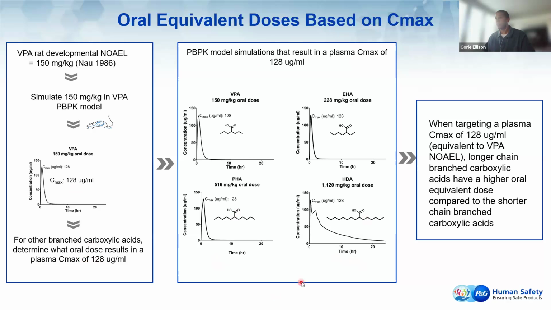So if we move to the middle of the slide, this shows what external dose was needed, in the heading here, in order to result in an internal exposure of 128 micrograms per milliliter in plasma. And what we observed was that the longer branched chain carboxylic acids have a higher oral equivalent dose compared to the shorter chain branched carboxylic acids.